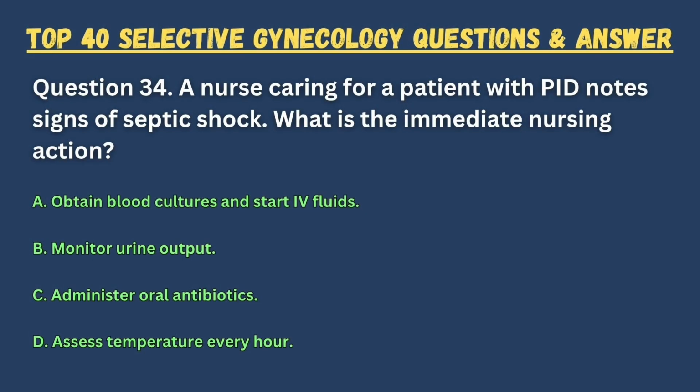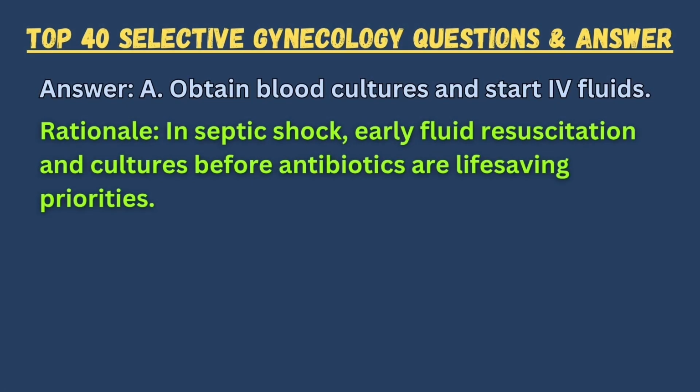Question 34. A nurse caring for a patient with PID notes signs of septic shock. What is the immediate nursing action? A. Obtain blood cultures and start IV fluids. B. Monitor urine output. C. Administer oral antibiotics. D. Assess temperature every hour. Answer: A. Obtain blood cultures and start IV fluids. Rationale: in septic shock, early fluid resuscitation and cultures before antibiotics are life-saving priorities.